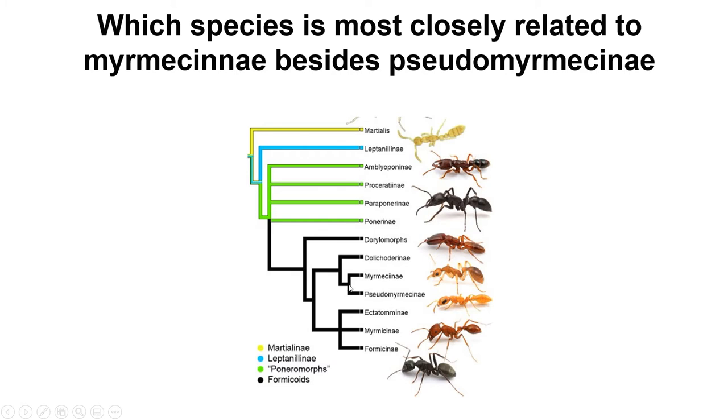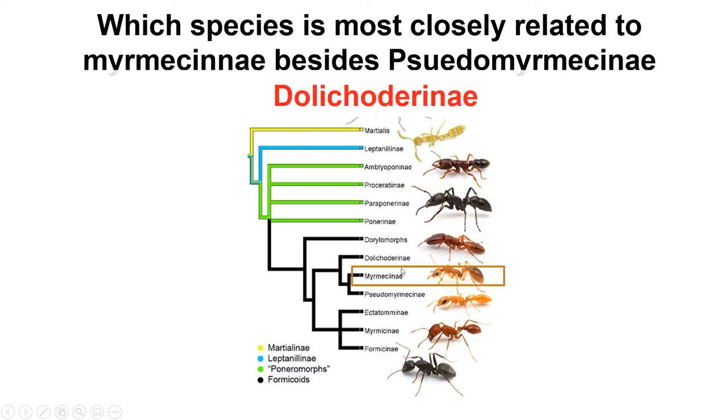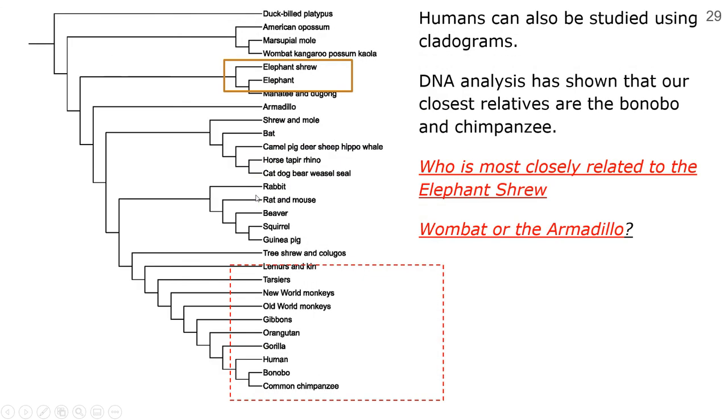between these two, their shared ancestor is right here. So they're closely related. But the next one is going to be this one right here, the Dolichoderinae. So this would be the most closely related besides the one right next to it. And it's just because it is 2 nodes backwards. So that's going to be the most closely related one.